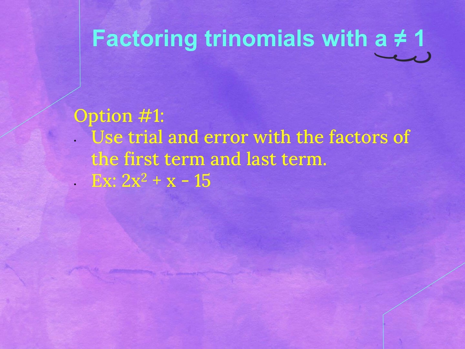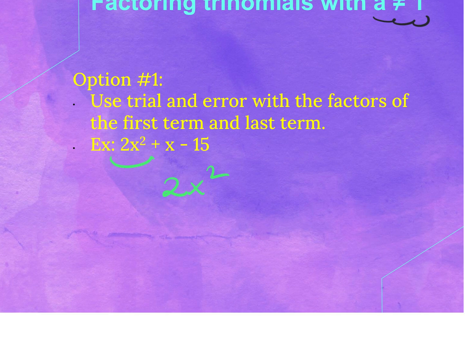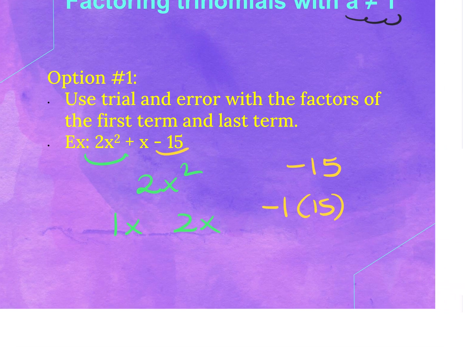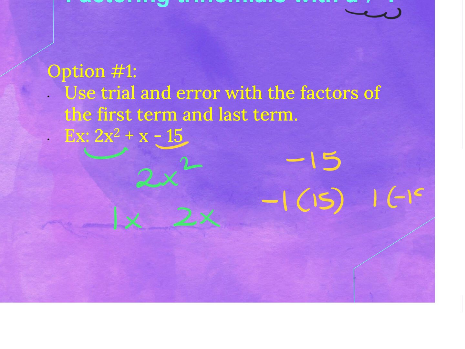So if you're going to do trial and error, you would have to list the factors of the first term. So I list all the ways to multiply to get a 2x squared. And there's only one. It's going to be 1x times 2x. Then you would list all the factors of the last term, the negative 15. Now, the factors of negative 15 will be negative 1 times positive 15, or positive 1 times negative 15, negative 3 times positive 5, or positive 3 times negative 5.